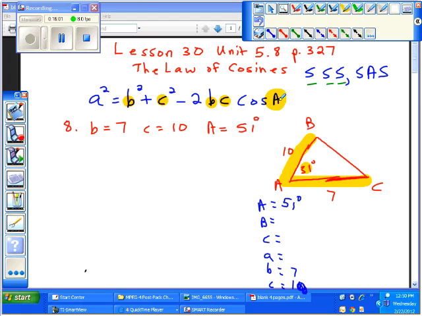Well, little a. We have to find little a. Now, if we were given side, side, side, we'd have choices. When we're given side, angle, side, we didn't have any choice, you see. So we're going to have to find little a.